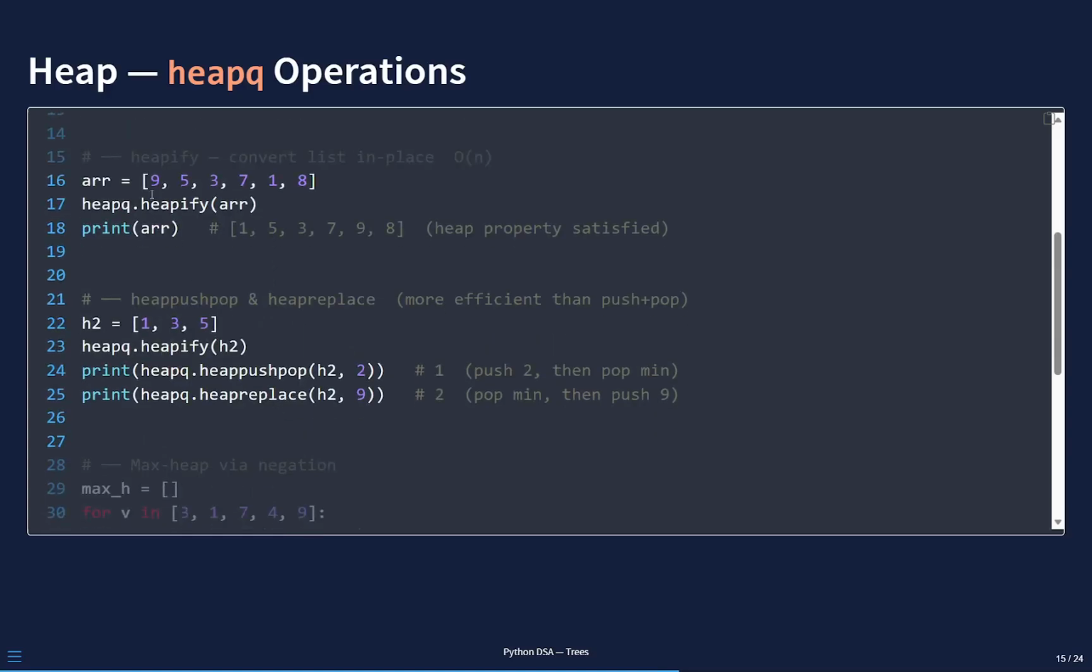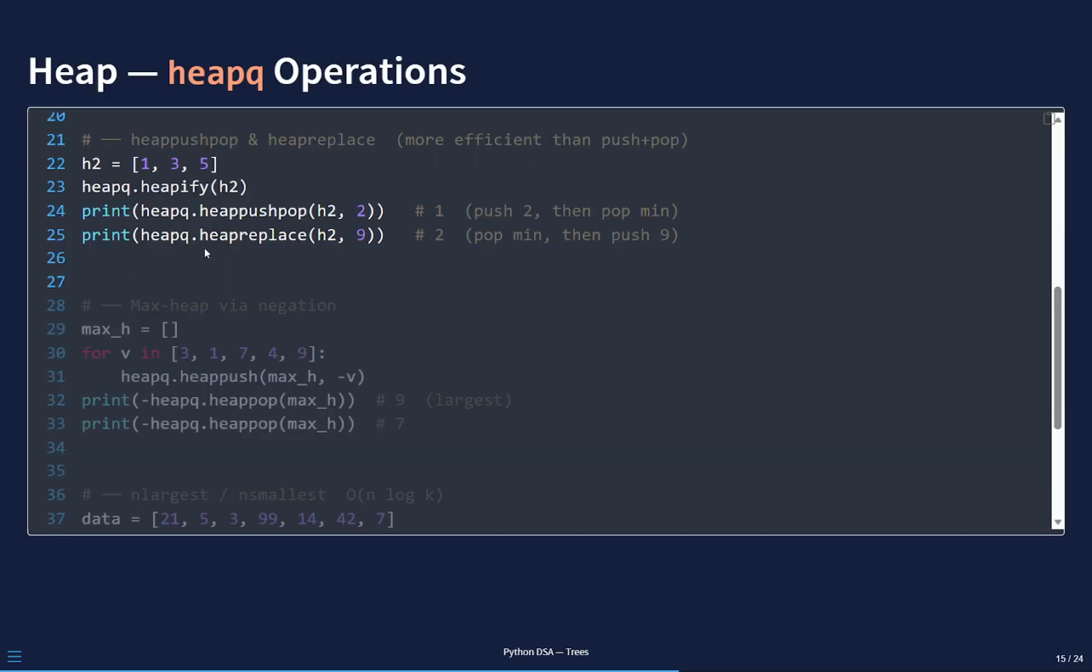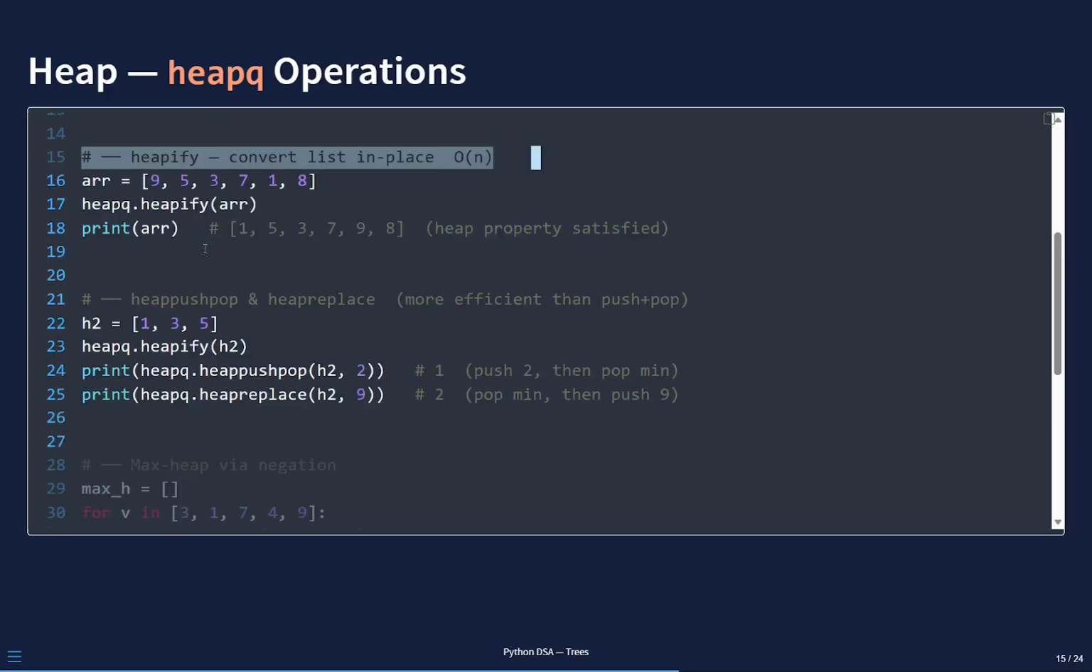Click. heapify converts an arbitrary list into a valid heap in place, O(n). This sounds surprising, given that individually pushing n elements takes O(n log n), but the bottom-up heapify algorithm is provably O(n). Use heapify when you have a pre-existing list.